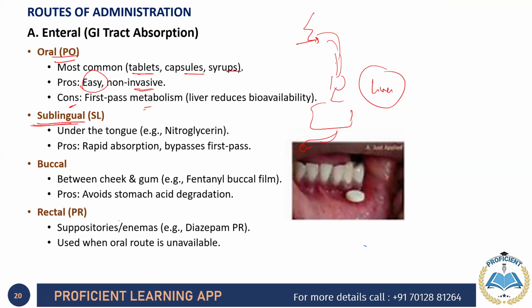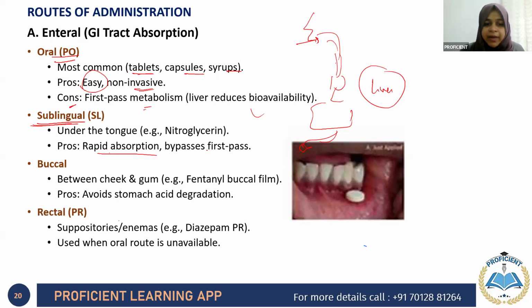Next is sublingual. You place it below the tongue, just beneath the tongue. What is the advantage? Below the tongue you have a lot of blood vessels. From there the drug is absorbed and it doesn't go to the liver, it directly goes into systemic circulation.